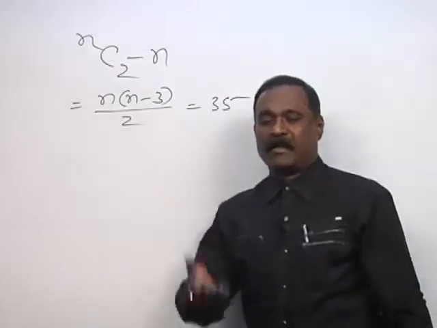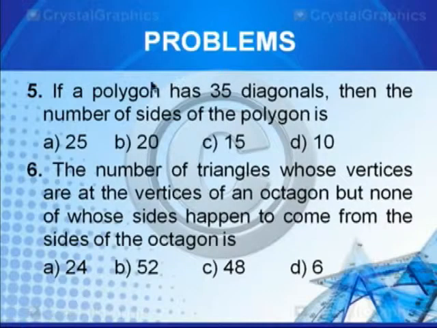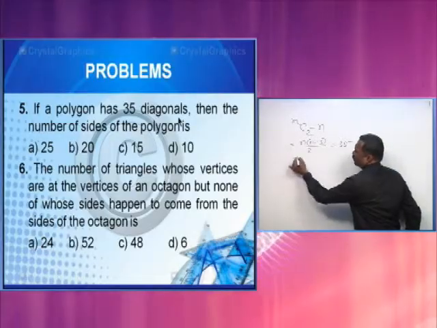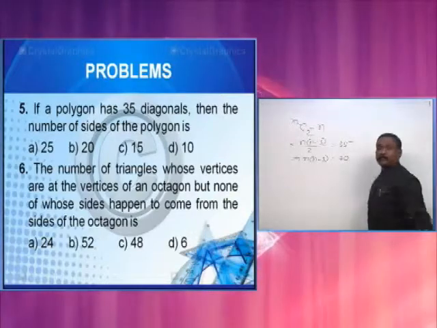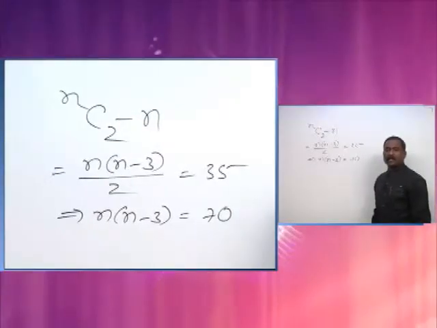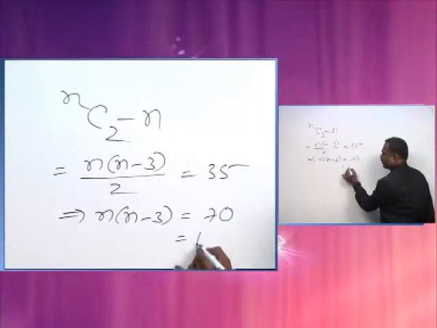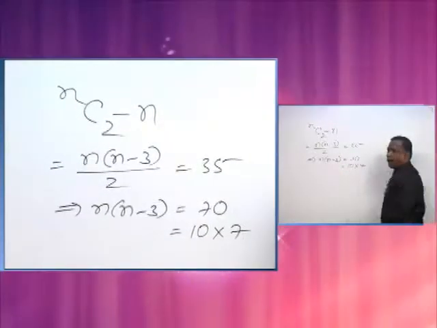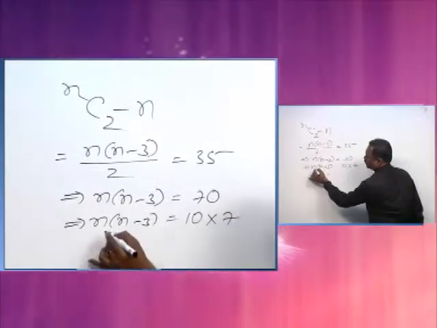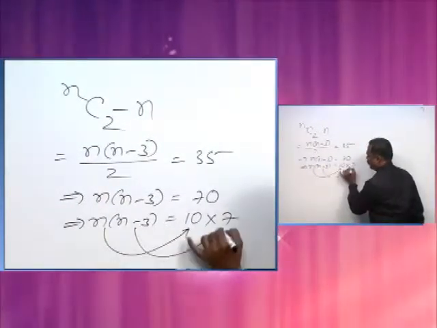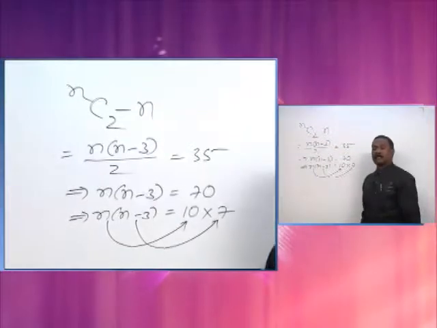Understand that, please. If a polygon has 35 diagonals, then the number of sides of the polygon means n(n minus 3)/2, which is nothing but n(n minus 3) equal to 70. This 70 is nothing but 10 into 7. So n(n minus 3) is equal to 10 into 7. So n is equal to 10, n minus 3 is equal to 7.